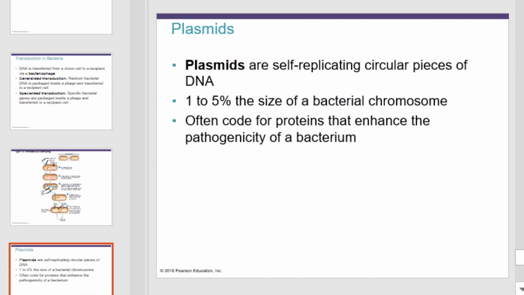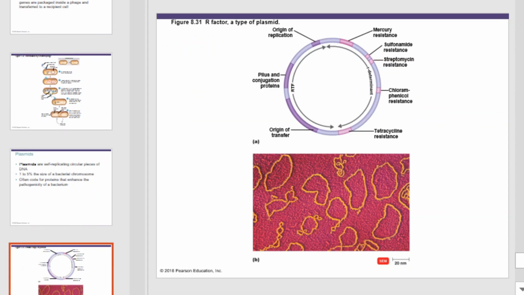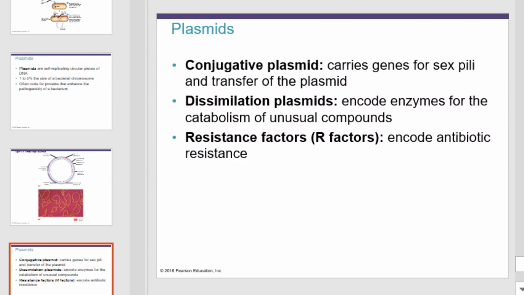Plasmids. Plasmids are self-replicating circular pieces of DNA, 1 to 5% the size of bacterial chromosomes. They often code for proteins that enhance the pathogenicity of a bacterium. This is an illustration of an R factor, a type of plasmid found in bacteria. Plasmids can be conjugative plasmids, which carry genes for sex pili and transfer of the plasmid. Dissimilation plasmids encode enzymes for the catabolism of unusual compounds. Resistance factors, or R factors, can encode antibiotic resistance.